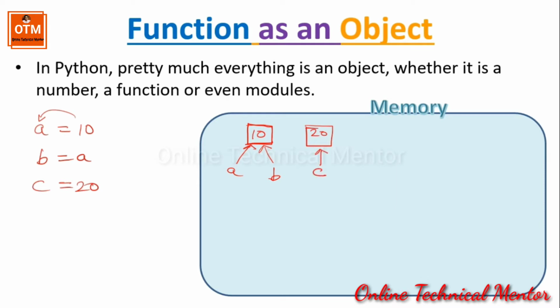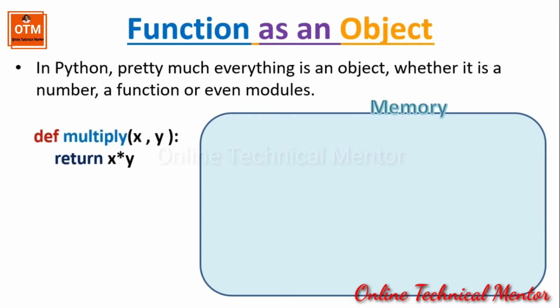So in the same way, list, tuple, dictionary, whatever data type we use in the Python programming language are all considered as an object. Similar to this data type, function is also treated as an object. Let me show you how. Suppose I have written this code in Python. It's a function. Here I have written def. This is the name of the function, multiply.